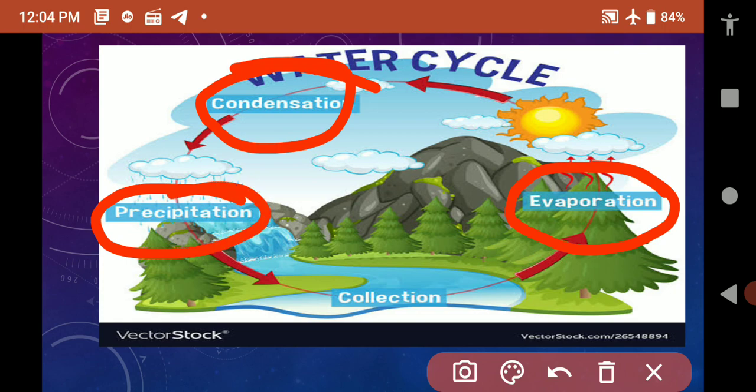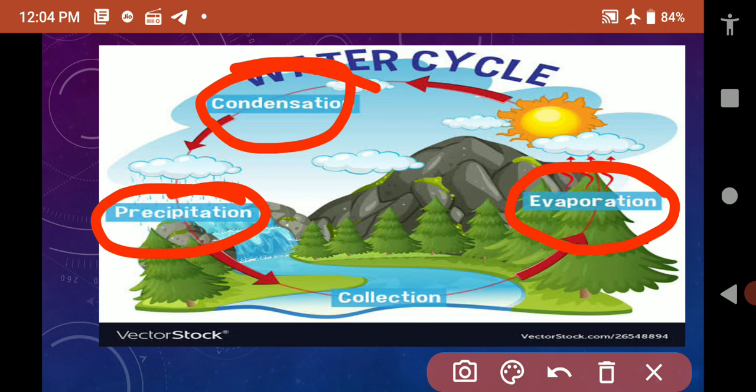Now all of you have understood about evaporation, condensation, precipitation. In the process of evaporation, water is changed into water vapor on heating. In the process of condensation, water vapor is changed into water on cooling. In the process of precipitation, droplets of water falls down on the earth as rain.